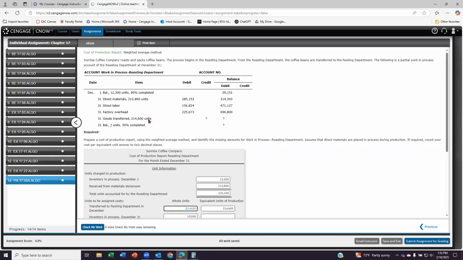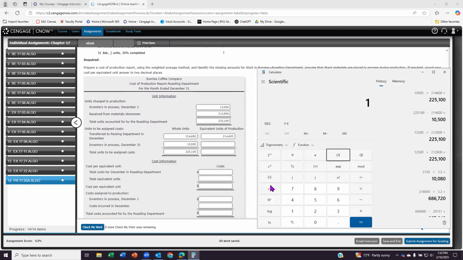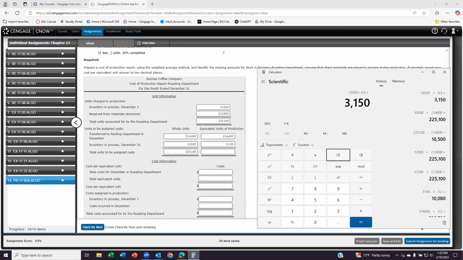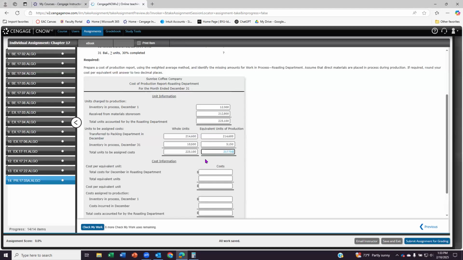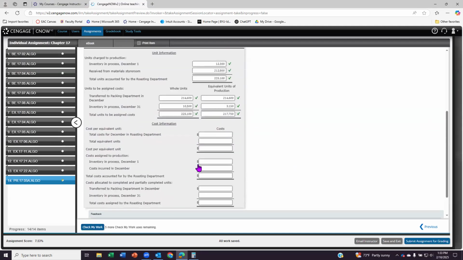And our inventory in process, right? We can look up here and see that we had 30% completed. So if I take 10,500 times 30%, or 0.3, I have 3,150 equivalent units there. And then I just add them up to get my total units to be assigned costs. So add to that 214,600. So 217,750. All right. We'll use a check just to make sure we're on the right track, and we are. Anyway, so there's all of our unit information.